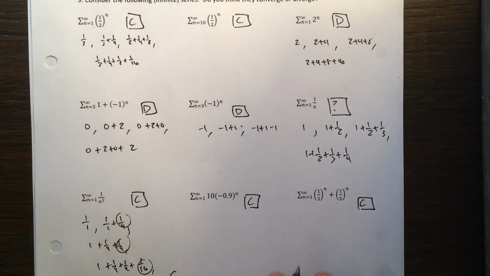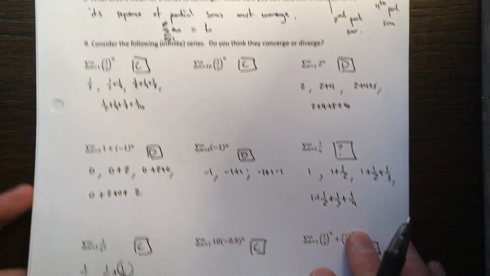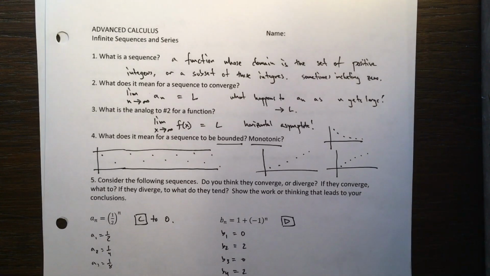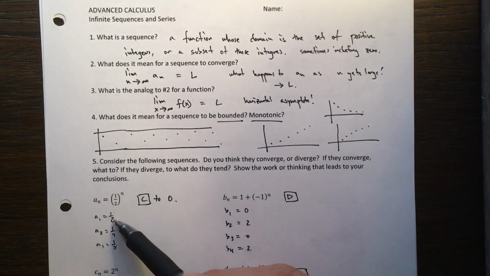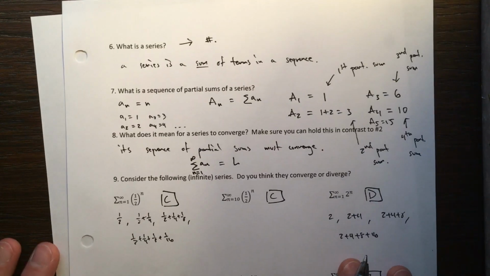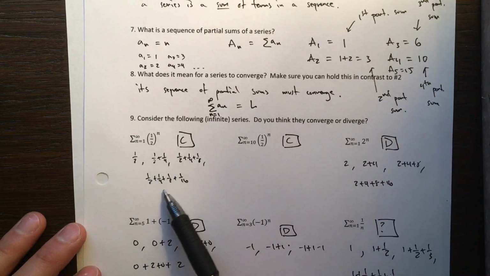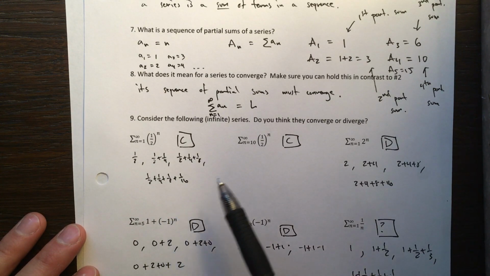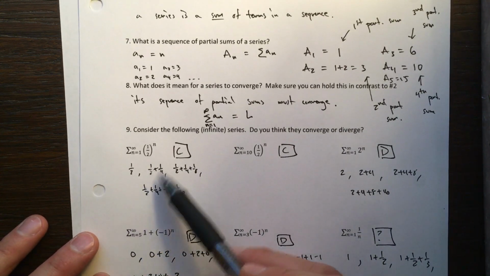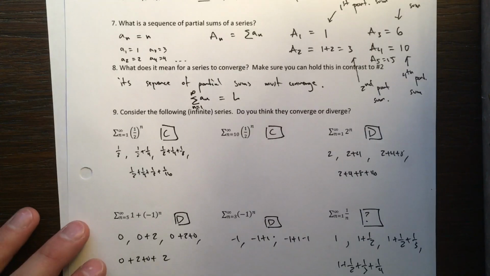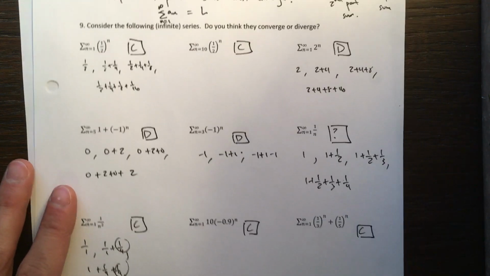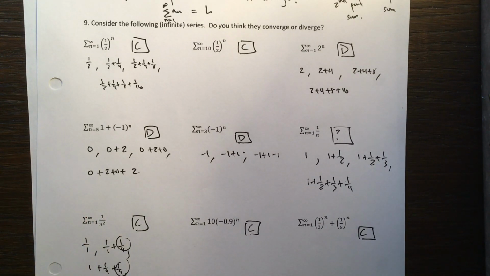So the really important thing to take away from this is that, hey, a sequence is just a function where your inputs are integers, and you just have these terms. A series is a sum of terms in a sequence. And to see whether they converge, sometimes we look at the sequence of partial sums, which is these partial sums here. So that should give you an idea about sequences and series.